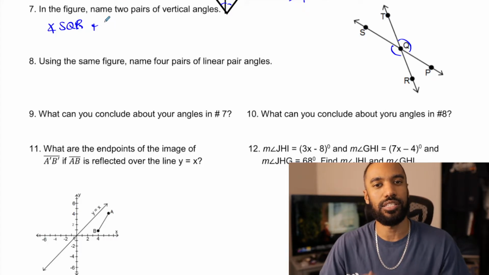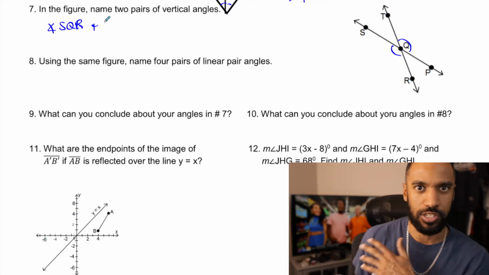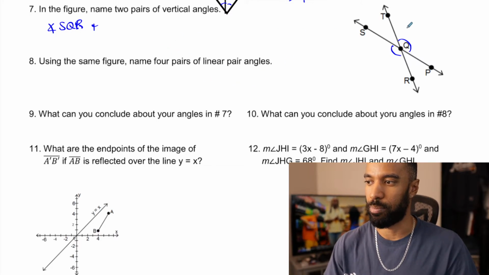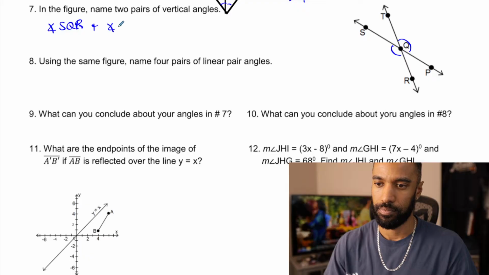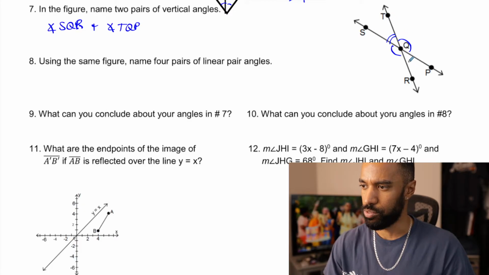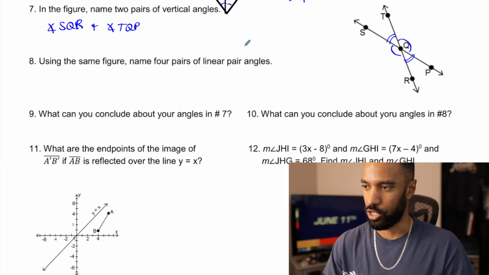It's not one angle that is a vertical angle. It's some angle that is a vertical angle pair with another. So SQR is a vertical angle pair with TQP. And then we have another set right here with SQT and RQP.